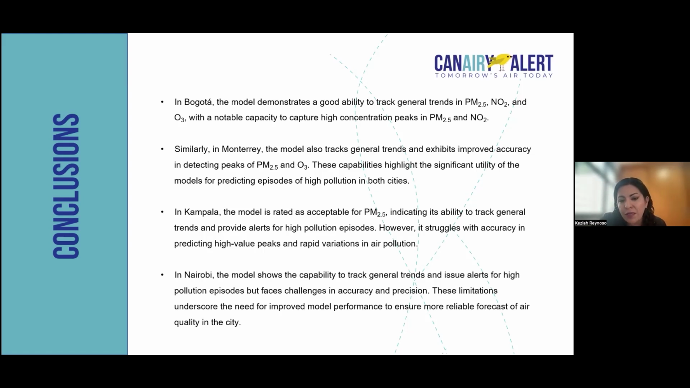And finally, in Nairobi, the model shows a capacity to track general trends and issue alerts for high pollution episodes, but it faces challenges in accuracy and precision.